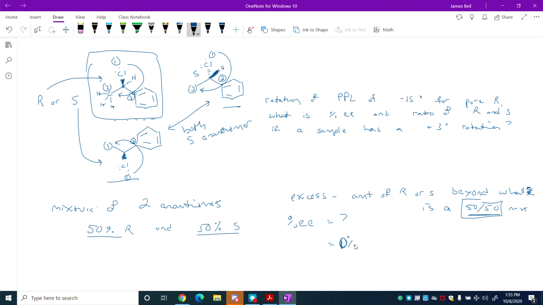So what would it take to get a 1% excess? Well, 1% excess would mean that 99% of it is a mixture. That would mean I've got 49.5% R and 50.5% S.